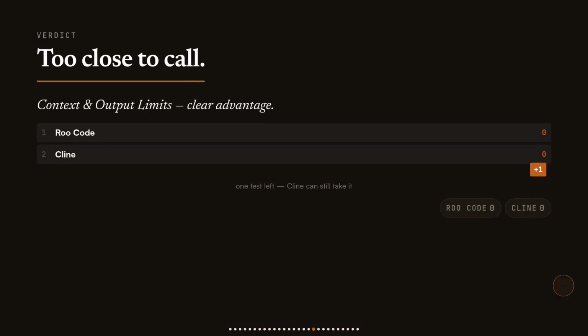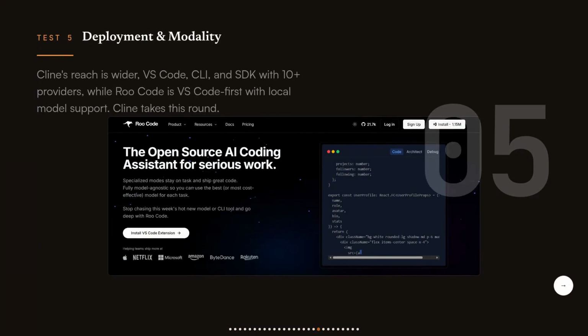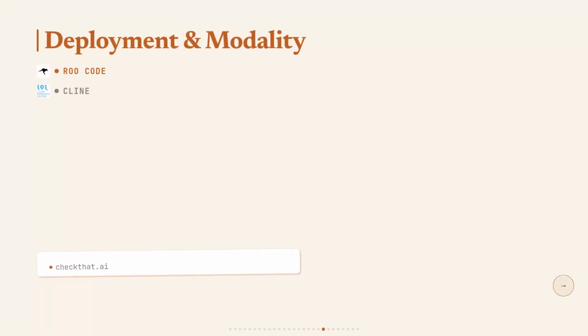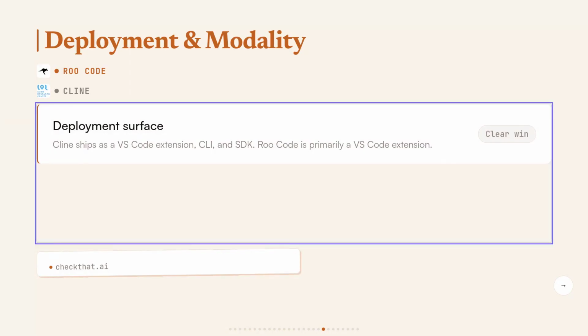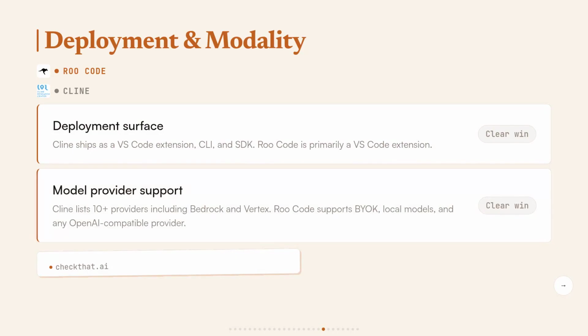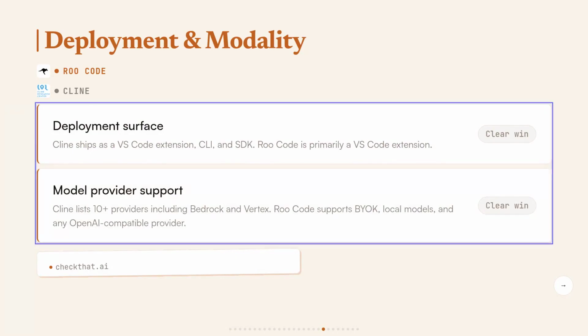This is where the tie finally breaks. Roo Code lives primarily as a VS Code extension with BYOK support and strong local model options through Ollama and LM Studio. Cline ships as a VS Code extension too, but also as a CLI and an SDK, so you can script it or drop it into a pipeline outside the editor entirely. On providers, Roo Code covers BYOK plus local models and anything OpenAI compatible. Cline lists more than 10, including AWS Bedrock and Google Vertex. Cline wins this round clean.